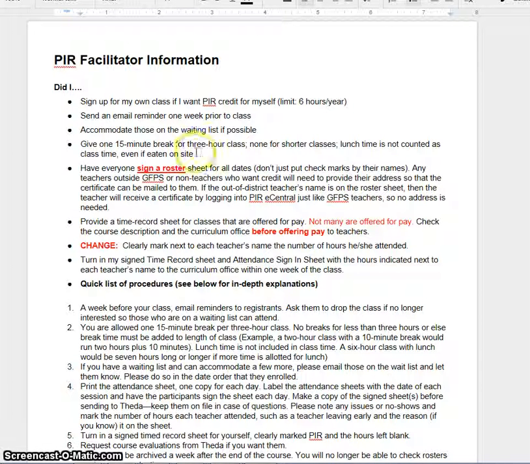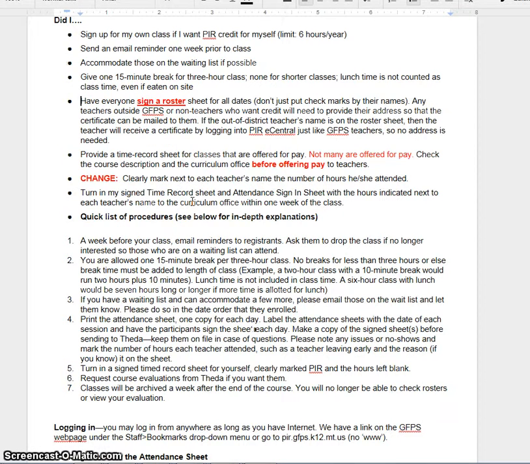Any teachers outside of GFPS or non-teachers who want credit will need to provide us their address so we can get it to them. We do have some teachers from out of district who attend, and also some substitutes who attend PIR within our districts. Provide the time record sheet for classes that are offered by pay. Very few are offered by pay, and it has to be something dealing with a grant or a special circumstance. If you're in that situation, you'll know about it ahead of time.